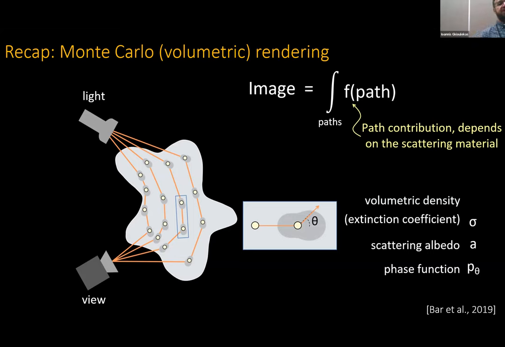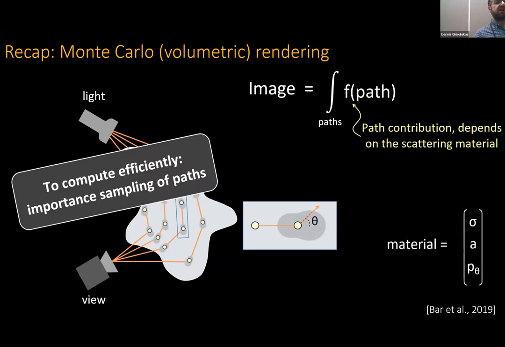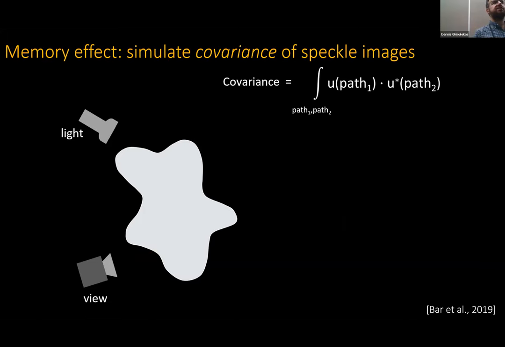So all of this is for the incoherent case. Now, in the coherent case, as I mentioned earlier, we don't actually compute these integrals analytically. We actually simulate them using Monte Carlo by trying to importance sample paths that have very significant contributions to the camera. Now, in the coherent case, what we are initially interested in is simulating not the intensity of an image I would capture, but the covariance of the speckle image. Because remember, the covariance, the autocorrelation, is what I'm computing in the case of these speckle imaging applications.